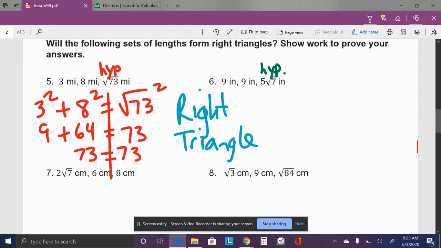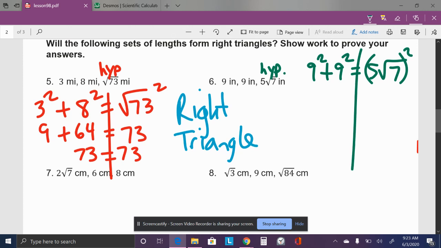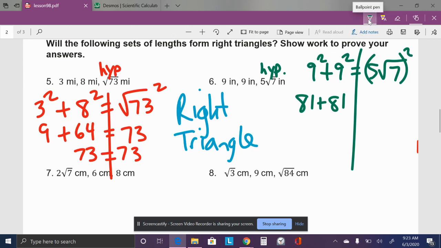So we have 9 squared plus 9 squared. Is that equal to 5 radical 7 squared? Now, you have to be careful when there's a number out in front. All right, we know 9 squared and 9 squared is 81 plus 81. That's pretty simple enough. 5 radical 7 squared is the same thing as, you have to square both numbers. So you have to square the 5 out in front.